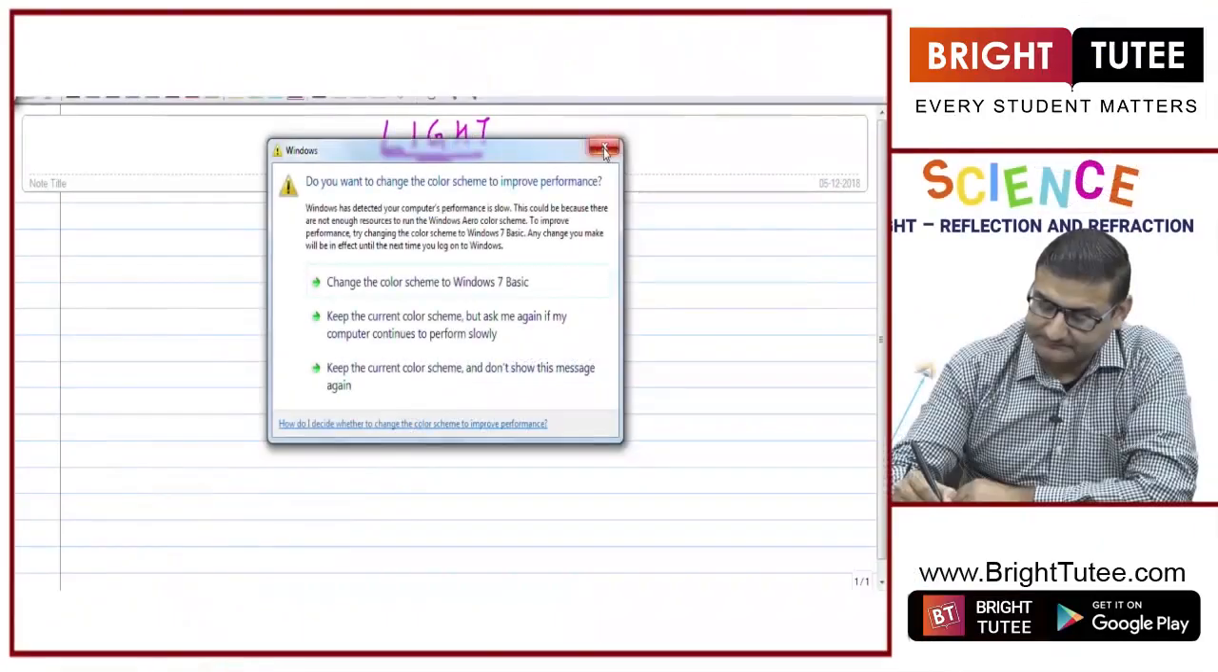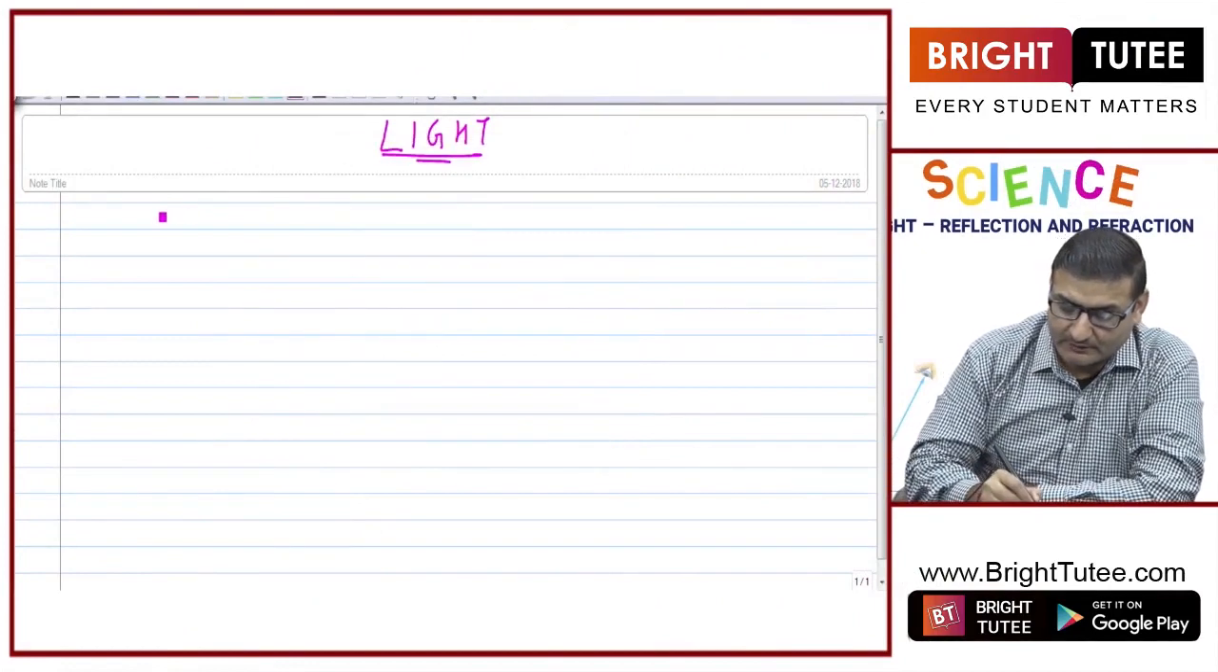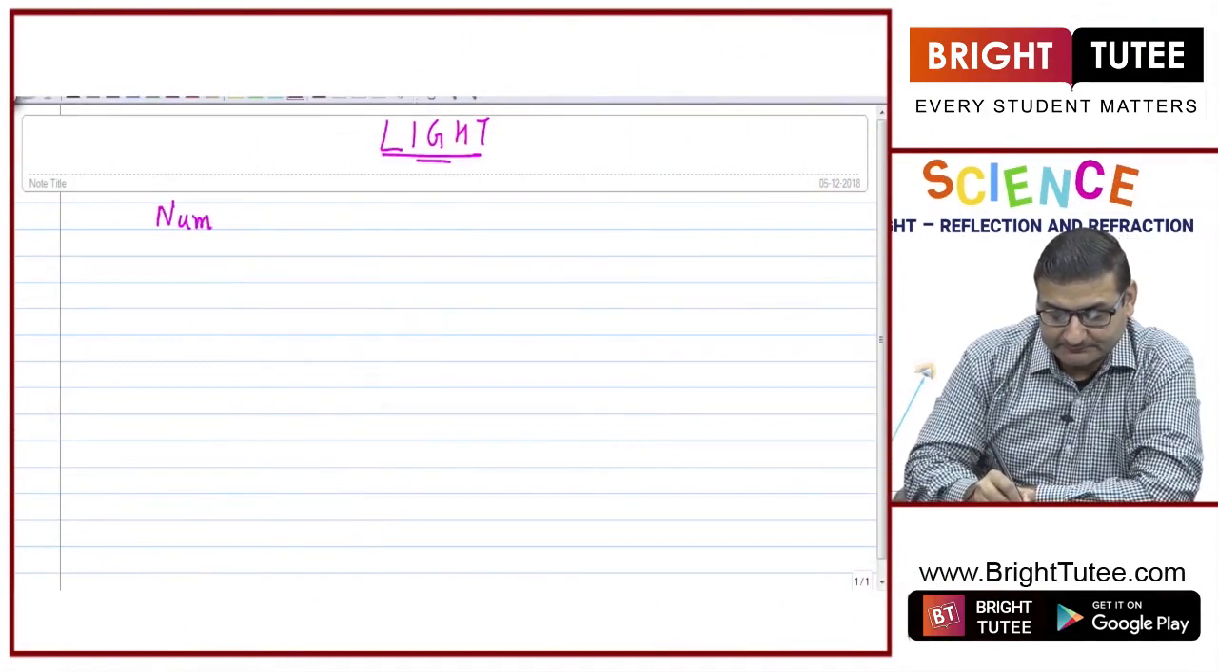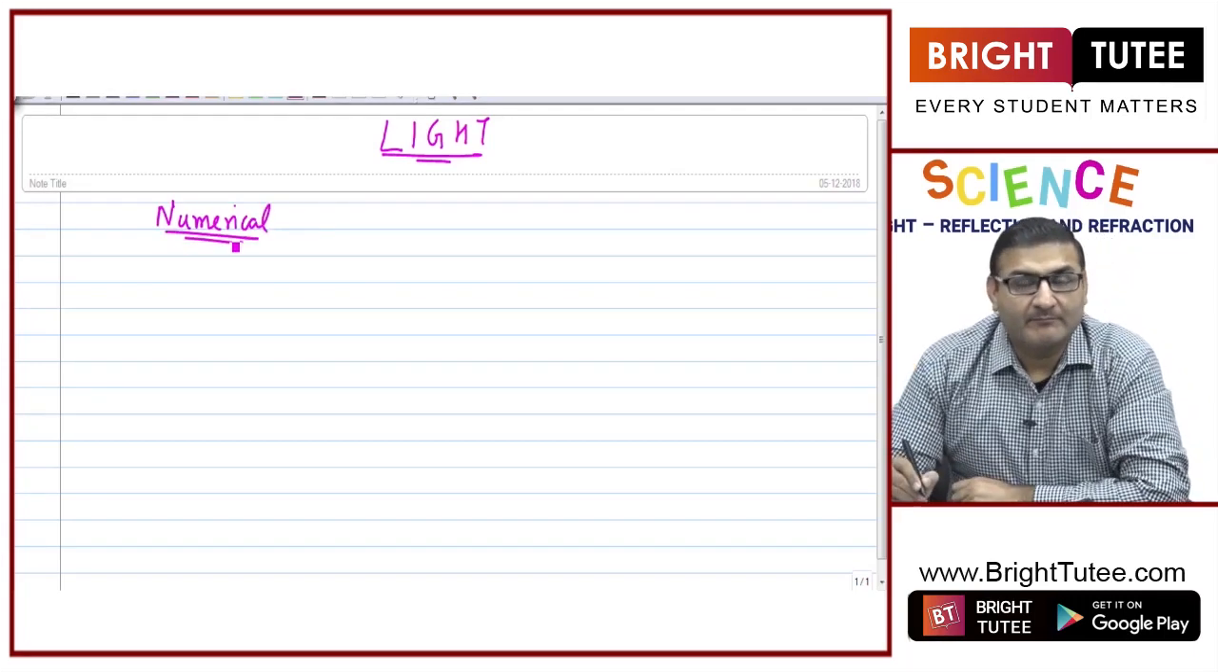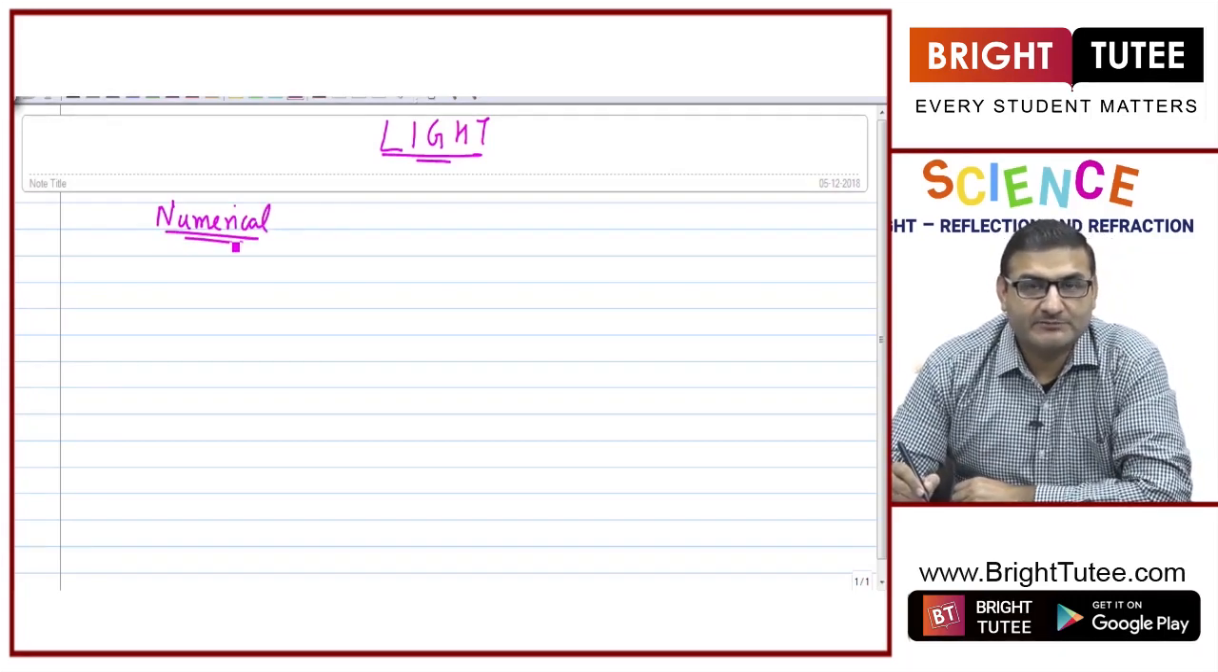Hello dear students, today we will be taking a very important topic, that is the numerical part of the light chapter. Before doing the numericals, we must be aware of a few basic terms.